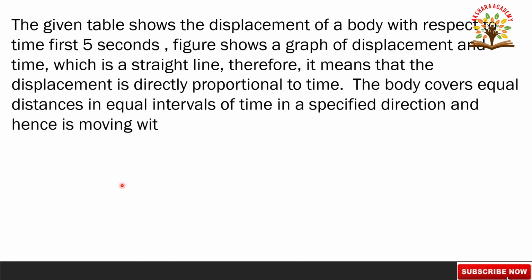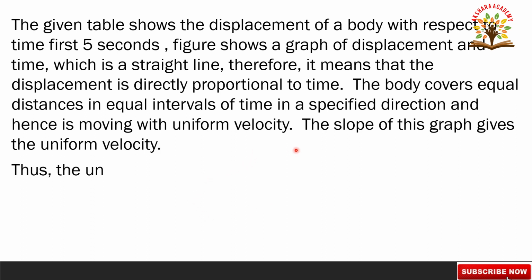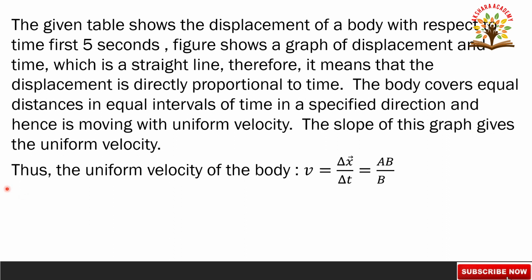So the behavior of a graph moving with uniform velocity is a straight line which is not parallel to the time axis. So the slope of the graph gives uniform velocity. This is very important. The slope of the graph gives the uniform velocity.